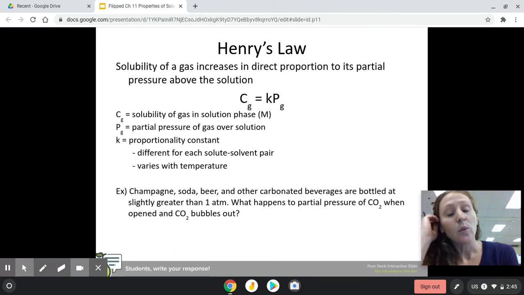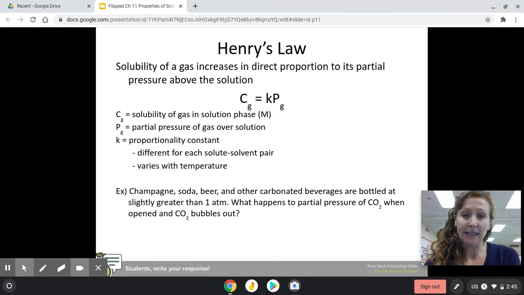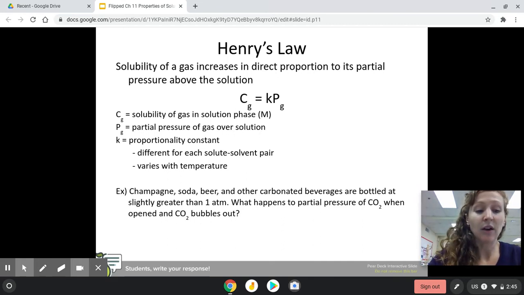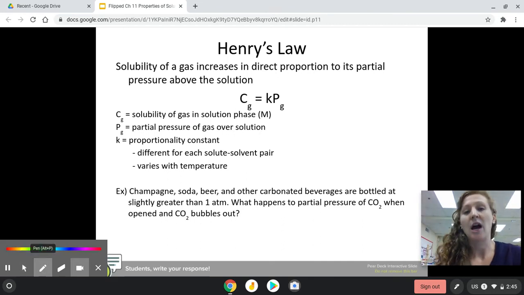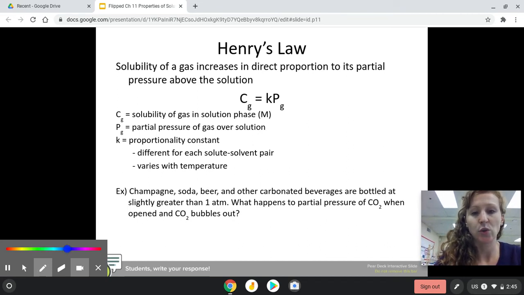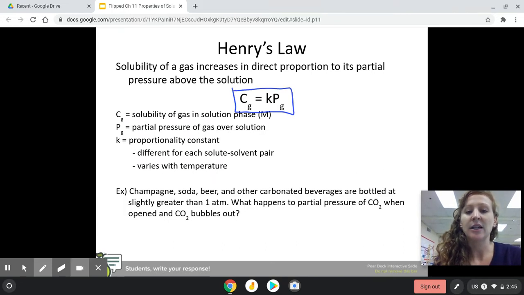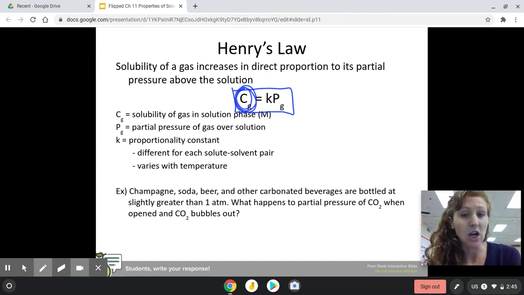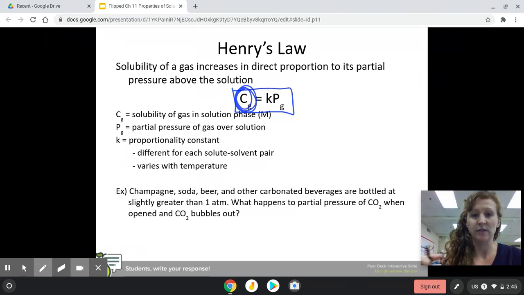Okay, so when we're talking about solubility, we can talk conceptually about solubility, but we can also back up our concepts with math. And that brings us to Henry's law. So Henry's law calculates the solubility of gas in solution. So that's the C. Remember, solubility is always a ratio. It's an amount of solute over the volume of solvent.